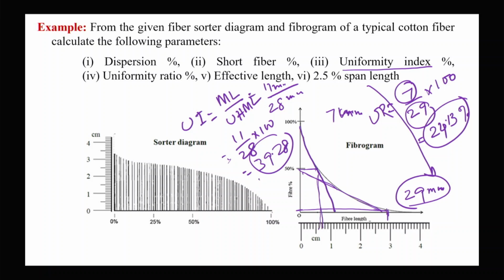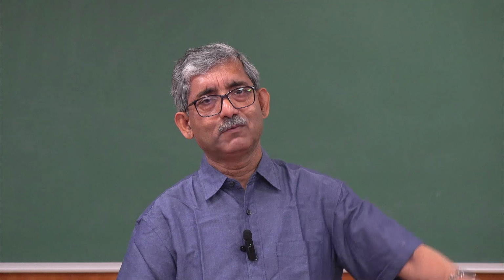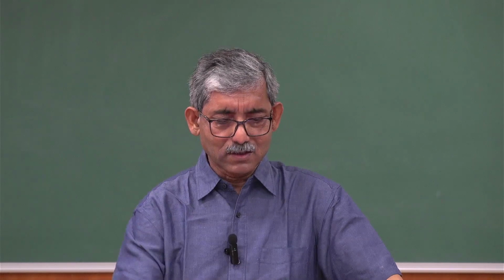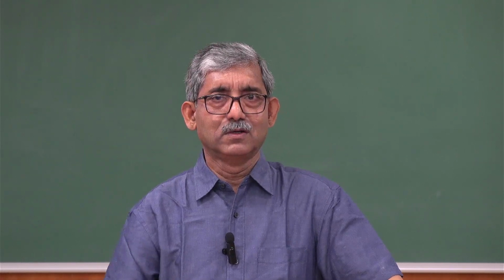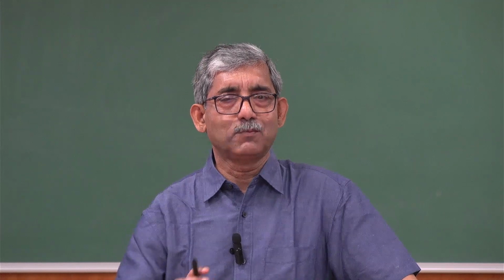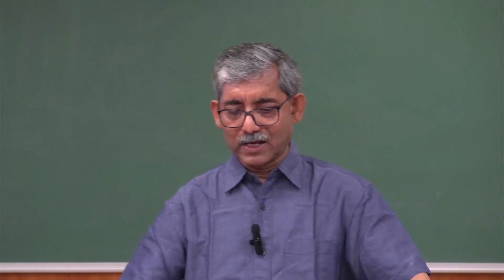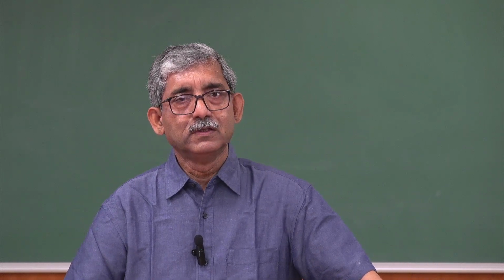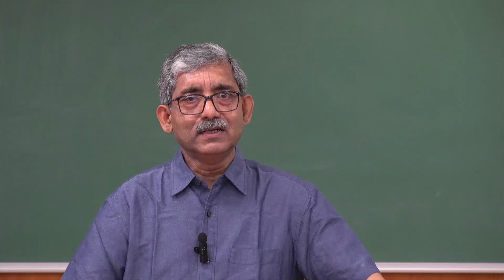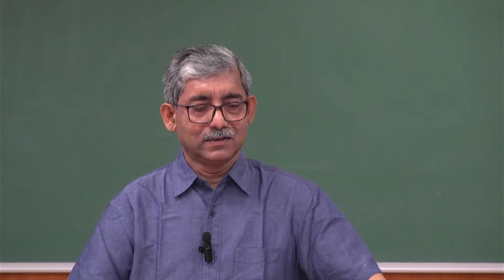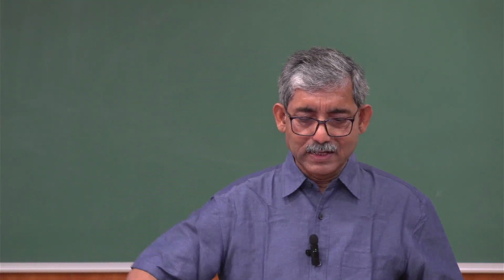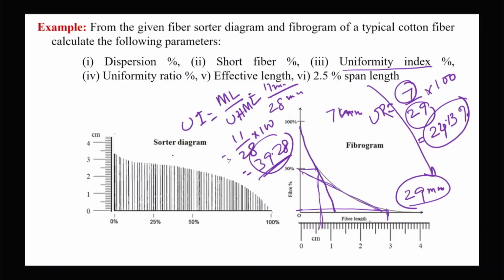So this is a rough parameter, but as we have discussed, uniformity index should be around 75%. So this is how the curve is drawn. It's not an actual curve, but a typical one; we have tried to explain the step. So one can analyze the existing sorter diagram and fibrogram to calculate different parameters.